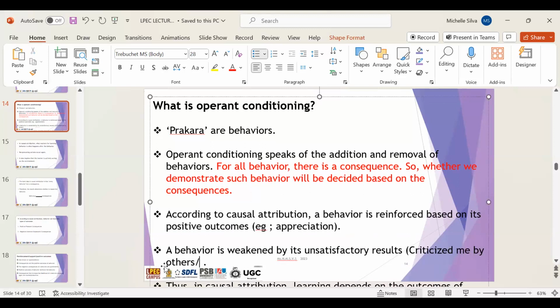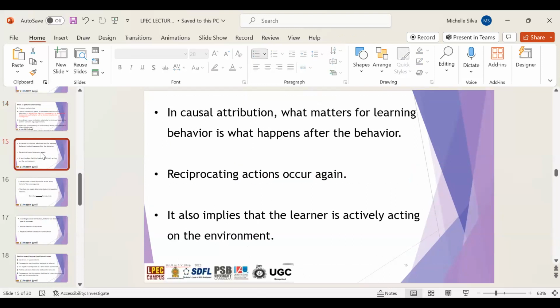Or blamed me. It is the unsatisfactory results, a consequence. Because of these unsatisfactory results, my behavior will be weakened. So next day I'm not going to scold anybody. Why? Because the other people are blaming me because I scolded that person without any reason. I won't do it. So you can decide whether you are going to demonstrate that behavior or not based on its consequence. In causal attribution, what matters for learning behavior is what happened after the behavior.